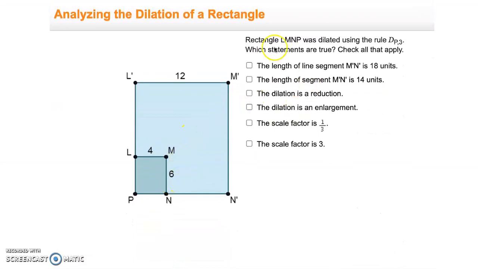So let's take a look. Here's a rectangle that's dilated. It's using the rule D P, 3. So this is telling me that P is my center of dilation and 3 is my scale factor. Pause the video and see if you can find the correct answers for this one.